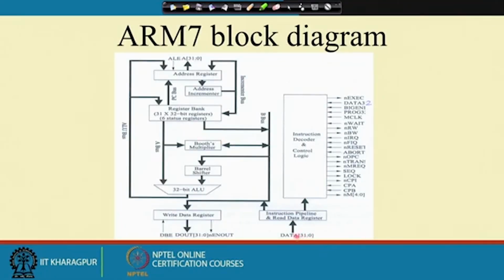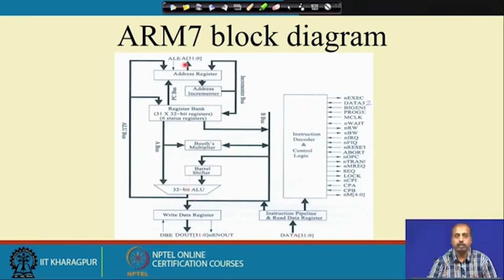In ARM7 we have a much more complex architecture compared to, say, 8051 or 8085, in the sense that it has a data bus which is 32 bit and the address bus is also 32 bit, and there is no multiplexing of address and data bus. So, they are separate. The address bus is 32 bit here and the data bus is 32 bit here. Now, internally there is an internal bus.